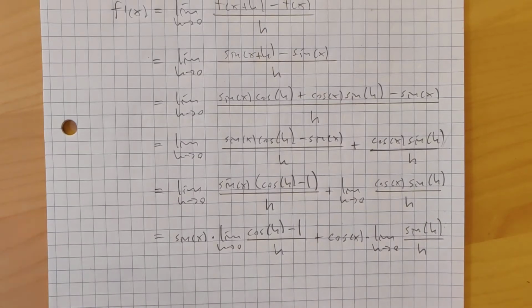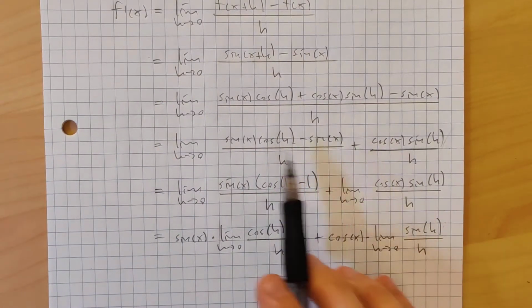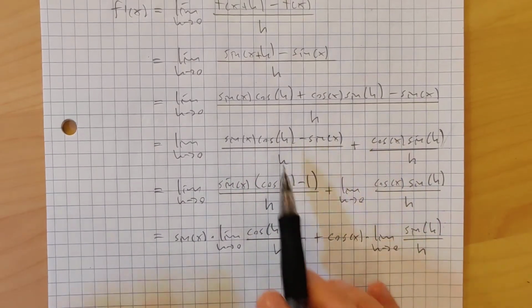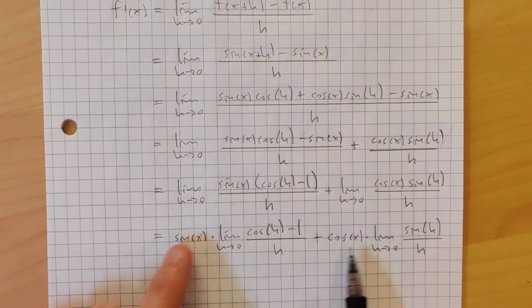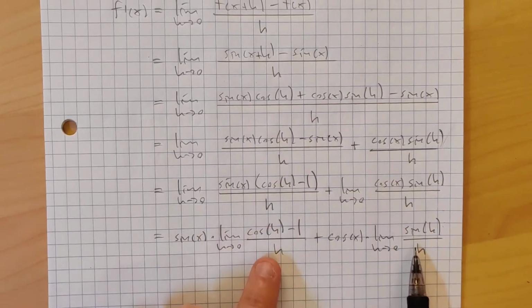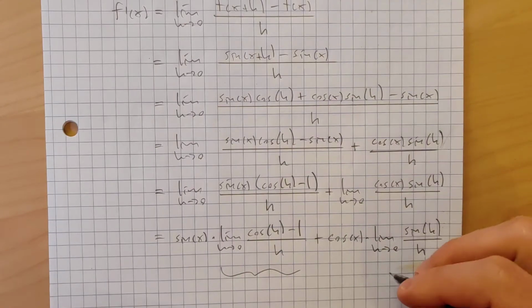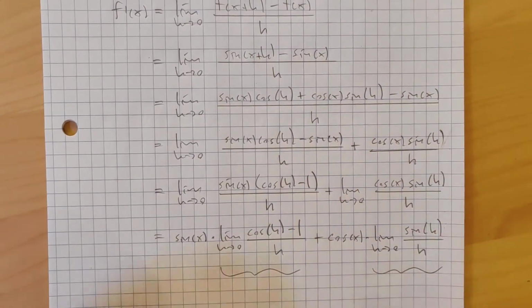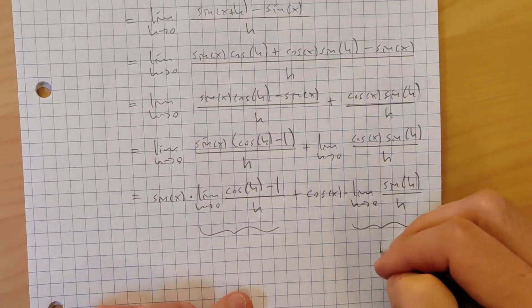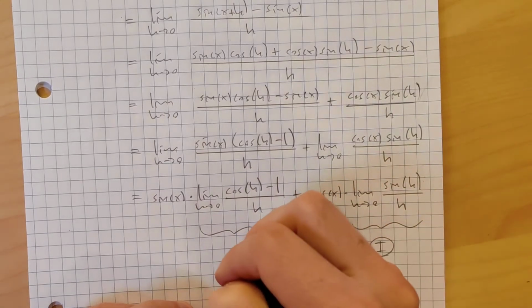So after having done that, the thing to remember is that we're allowed to split up this limit of a sum into the sum of two limits and pull out these constants as long as these limits exist. Okay? So now to finish off, we've got these two limits to evaluate. So let's call this one number 1 and this one number 2.